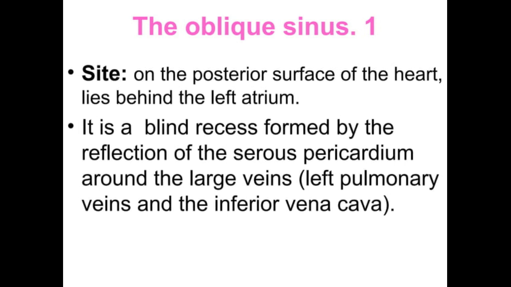The oblique sinus. The site of the oblique sinus is the posterior surface of the heart, which lies behind the left atrium. It is also a blind recess formed by the reflection of serous pericardium around the large veins, that is left pulmonary vein and the inferior vena cava.